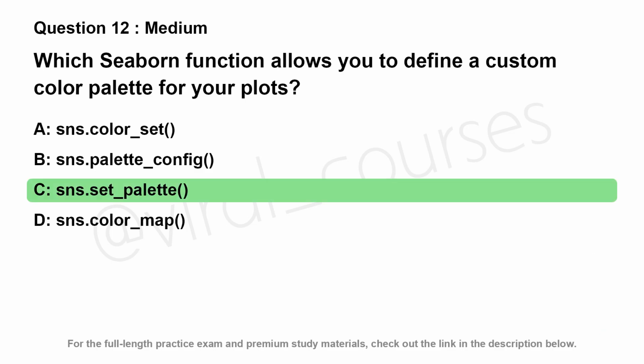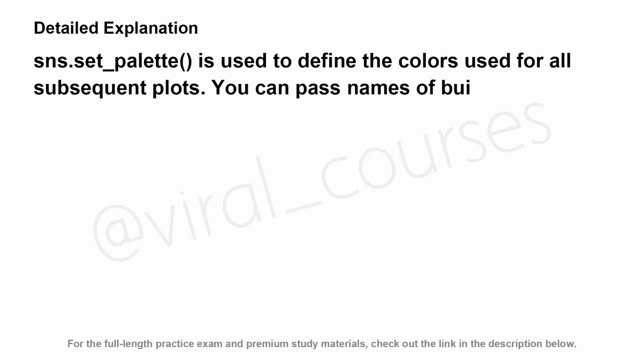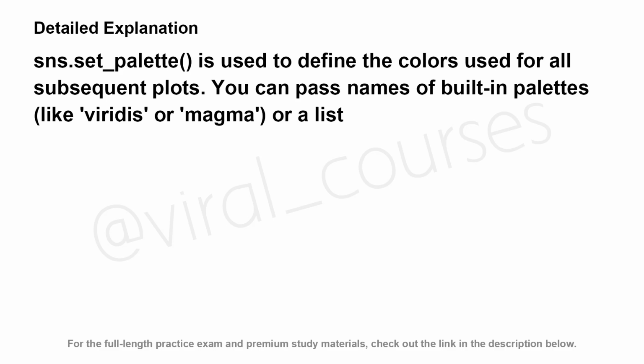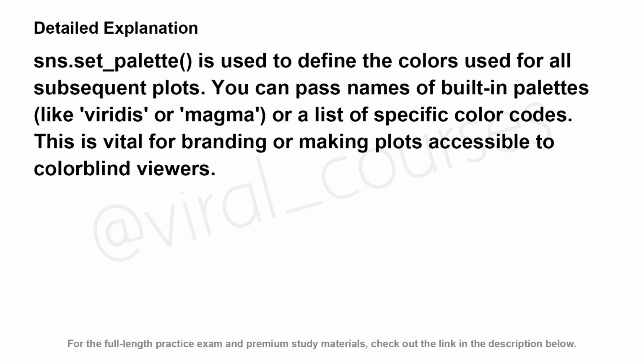The correct answer is C. sns.set_palette is used to define the colors used for all subsequent plots. You can pass names of built-in palettes, like viridis or magma, or a list of specific color codes. This is vital for branding or making plots accessible to colorblind viewers.